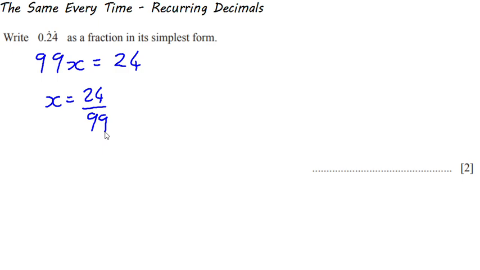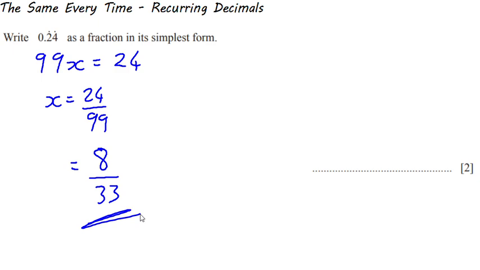Well, we need to simplify that, and I'm trying to do the whole thing here non-calculator. I can see 24 divides by 3, doesn't it? That's in the 3 times table. Also 99 is going to divide by 3, isn't it? Two 9s next to each other, that will divide by 3. So if I divide top and bottom by 3, I'm going to get 8 over 33, which I think is my final answer. I can't think of any common factors apart from 1 of 8 and 33. So there's my final answer, 8 divided by 33.